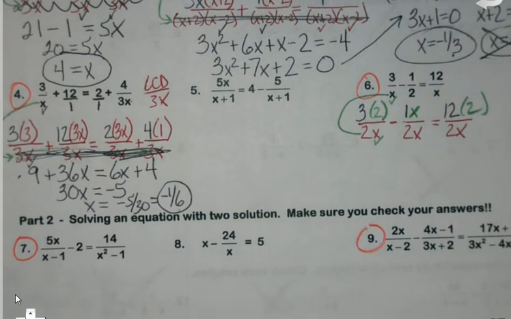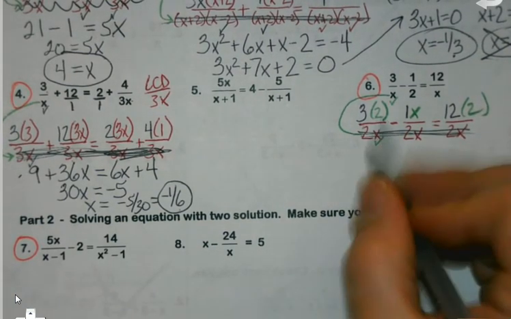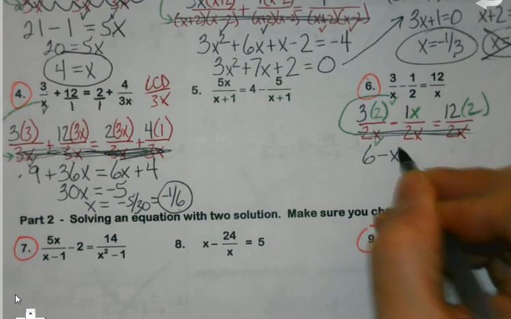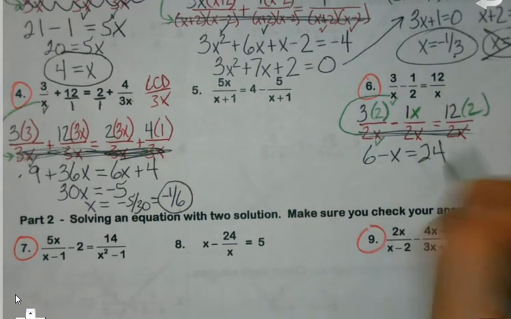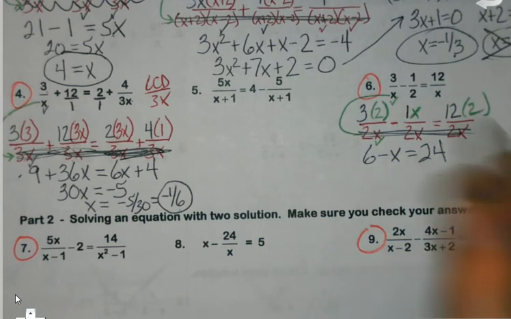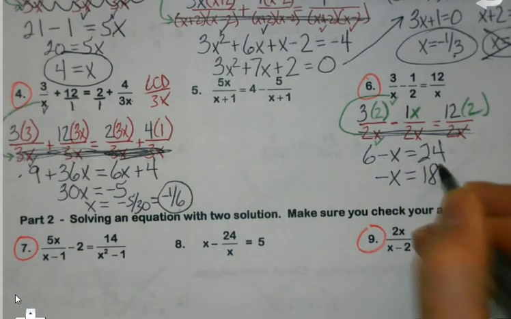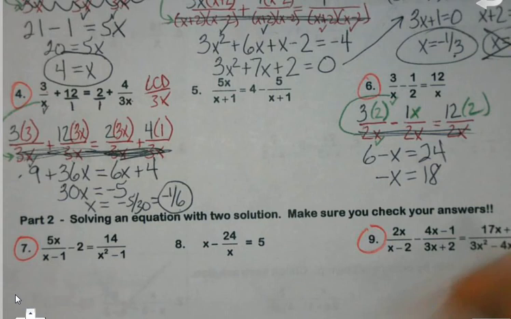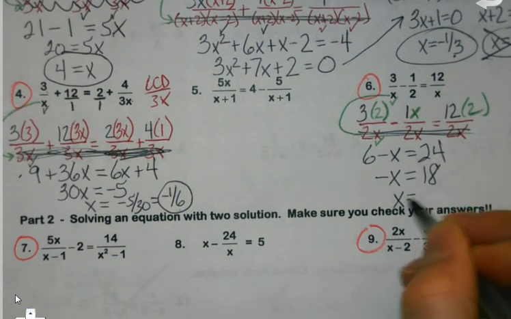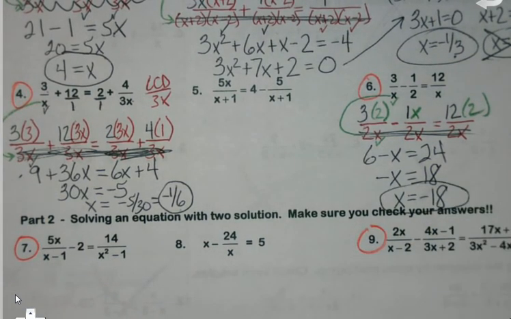Well, this is a fairly nice one. They do occur every once in a while. So 6 minus x equals 24. Uh-oh. Minus the 6 over, and be careful. You're not quite done. Divide by -1. And -18 does not make a denominator 0, so we are happy campers.